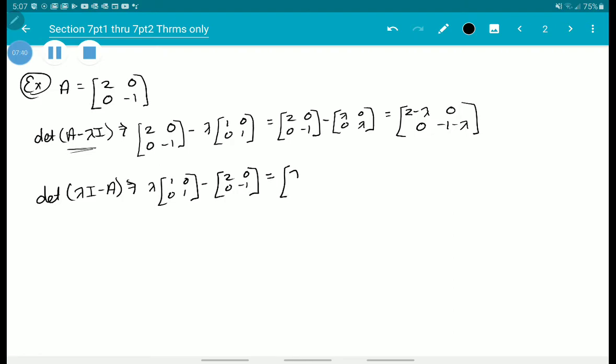So we're going to have lambda, 0, 0, lambda minus 2, 0, 0, negative 1. So that's going to be lambda minus 2, 0, 0, and lambda minus negative 1 is a positive 1.